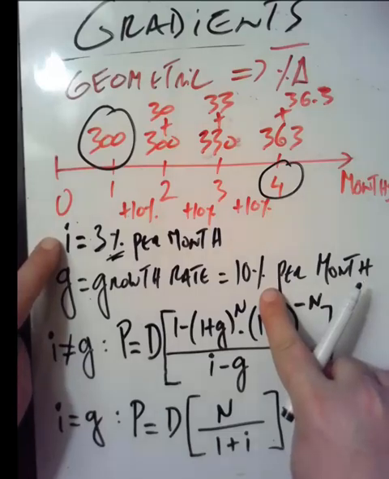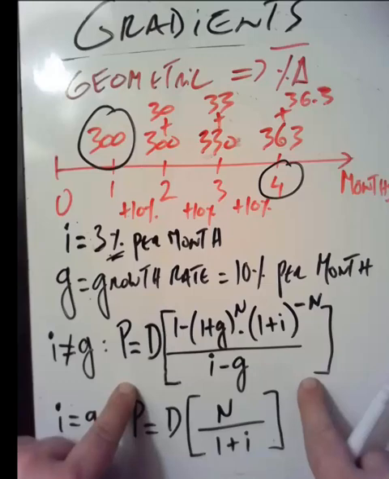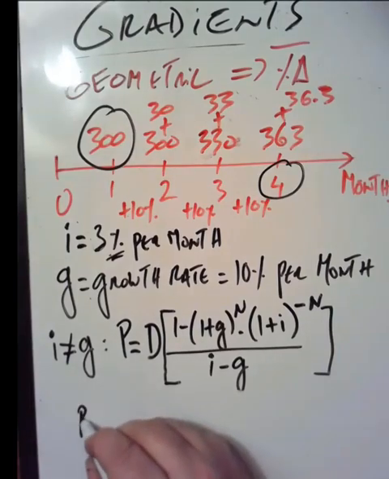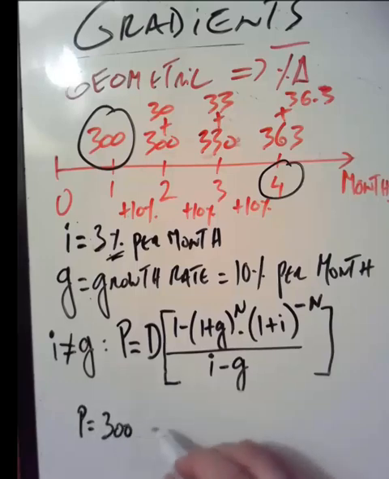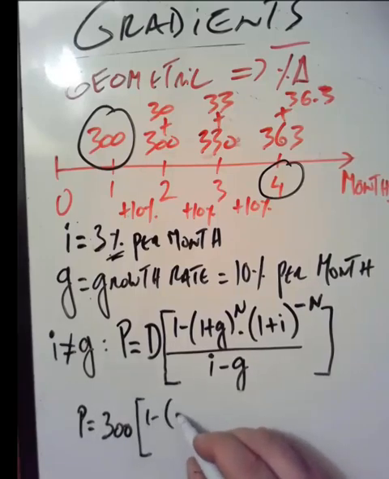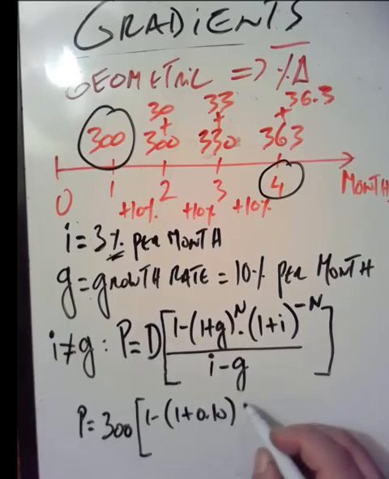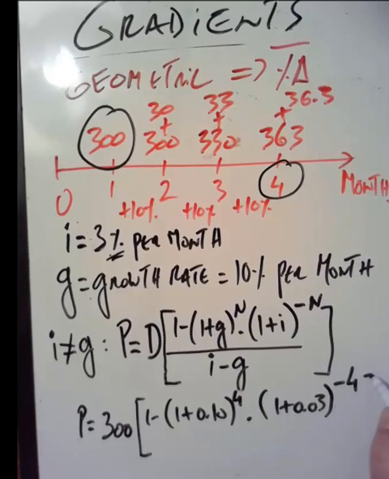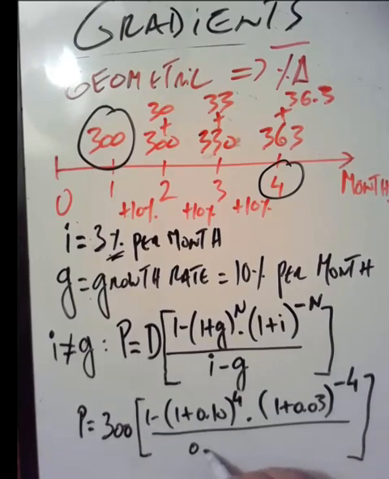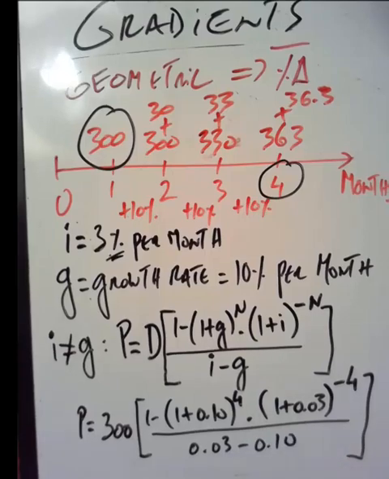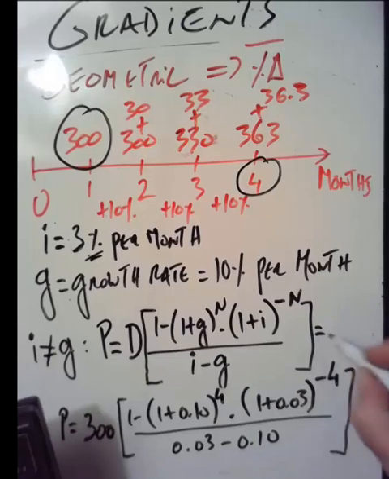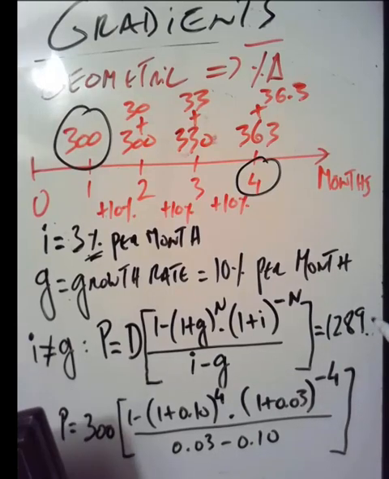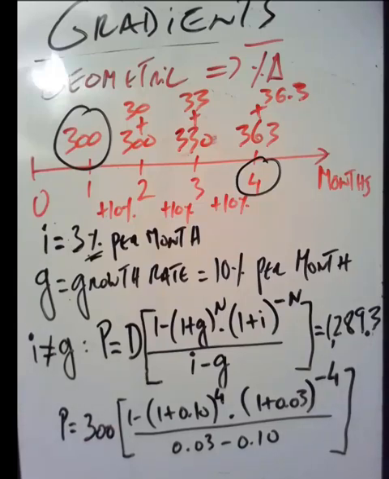So here we're dealing with a scenario where the interest rate is different than the growth rate, which is the most common scenario, and therefore we would apply this formula, meaning that the present value would then be equal to 300 times 1 minus 1 plus the growth rate of 10% to the power of 4 times 1 plus the interest rate of 3% to the power of minus 4, divided by 0.03 minus 0.10. This will give you 1289.3. $1,289 plus 30 cents.